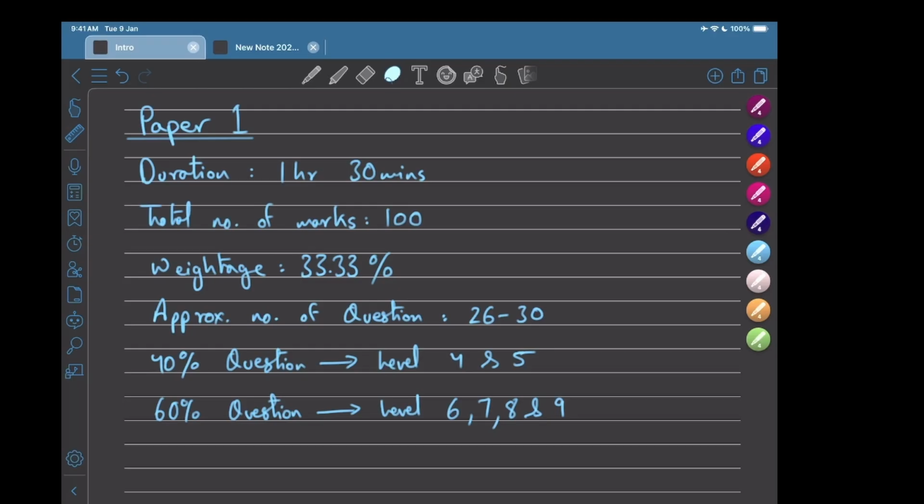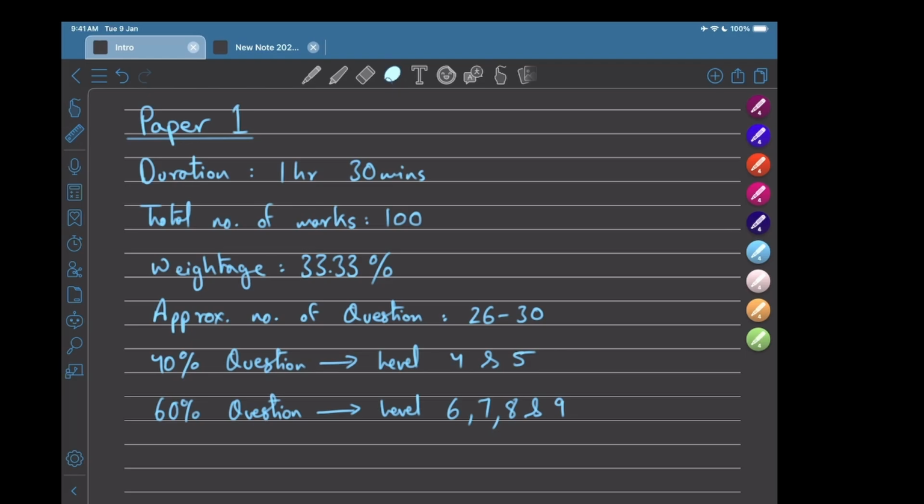To be on the safer side, I always tell my students that paper 1 is a flow paper. You have to be flowing through the paper, keep doing it. If you're stuck, use the amount of time that you've dedicated for each question. If you're not able to do it, leave it, move forward and keep doing the questions.